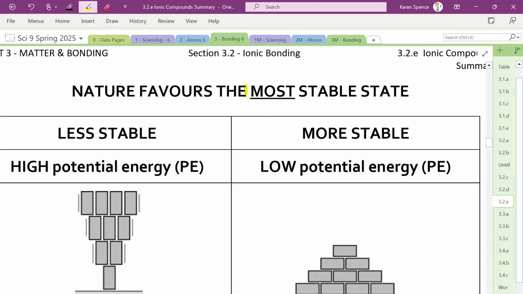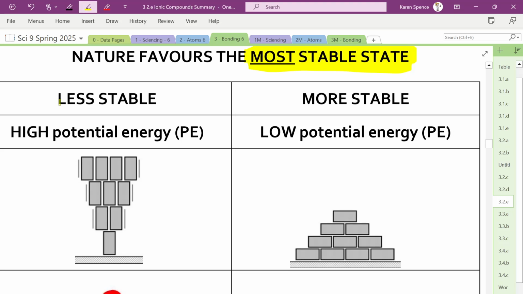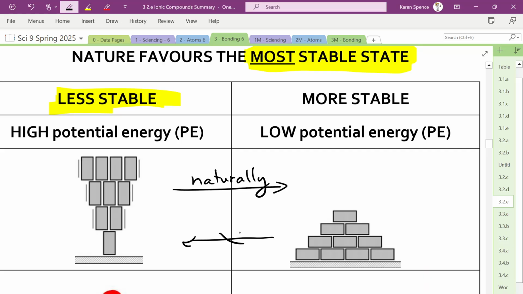Nature loves the most stable state. So if you have something that is less stable, it is naturally going to go to a state that is more stable. Now, quite frankly, it would probably collapse in a pile. It wouldn't quite look so tidy and organized. But this process here doesn't happen unless you throw in some energy. Okay?